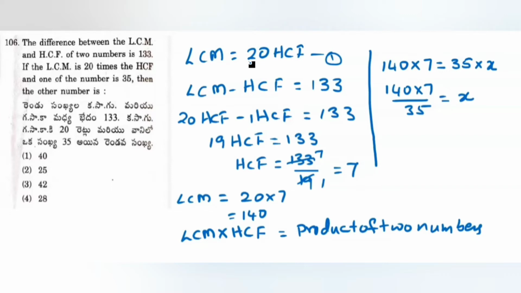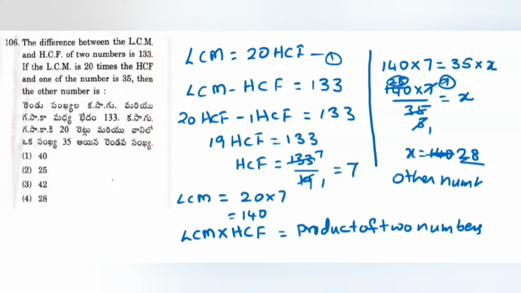Now do cancellation. 1s are, 5s are. 7 5s are 35. Now 5 table, 5 1s are and 5 2s are, 5 28s are 140. So x is equal to 140 means 28. x is equal to 28. 28 into 1 gives you 28. So the other number is equal to 28. Our option is option 4. This is the correct answer.